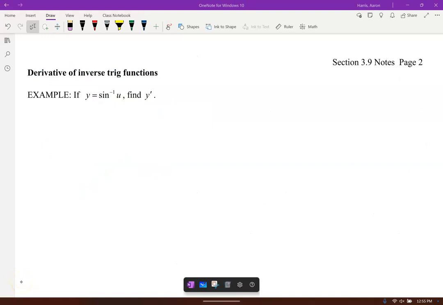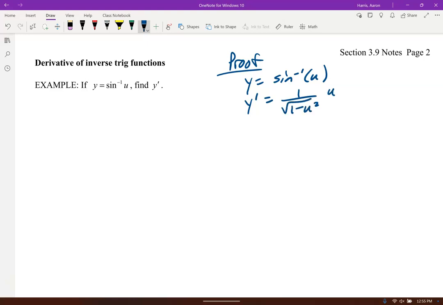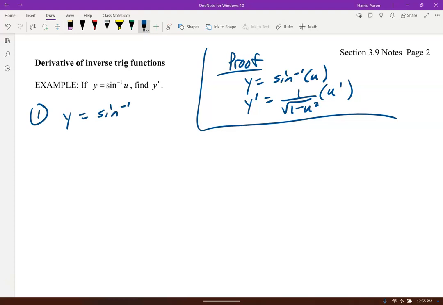Well, that leads us to finding the derivative of the arcsine of u in this case. So this is the proof. So what we're doing is proving that if y equals the arcsine of u, then y prime would be 1 over the square root of 1 minus u squared times, chain rule, whatever the derivative u prime is. So that's what we're going to show right here.